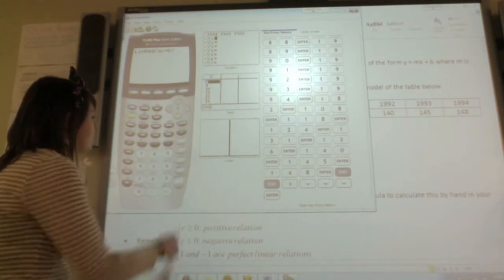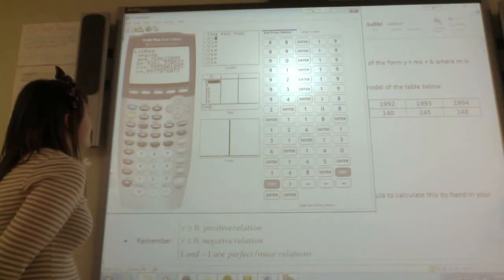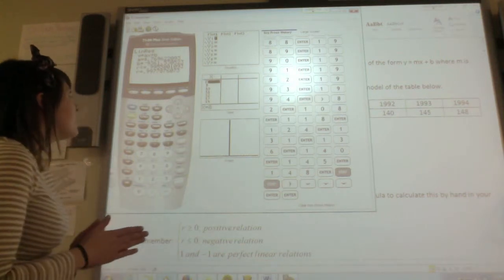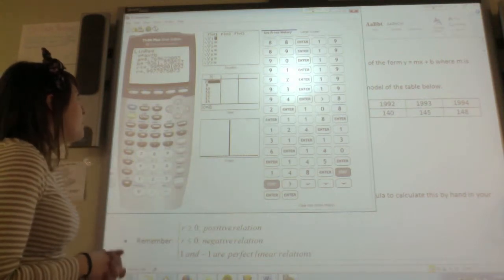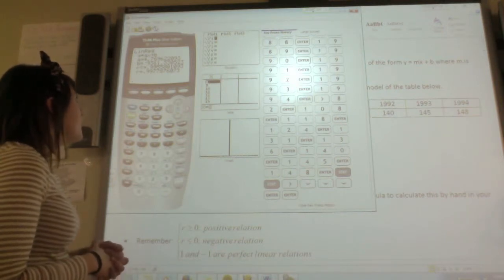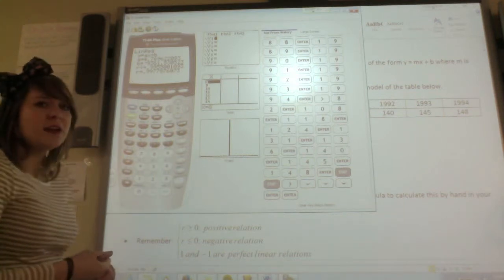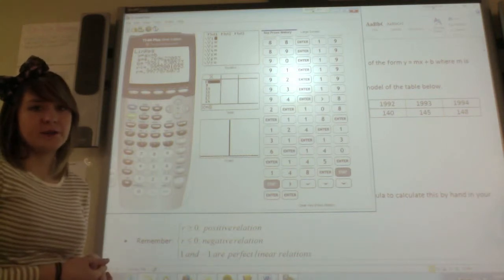Okay, your screen might be a little different. Basically you just need to enter through it. Okay, and then what it tells me is that if you have the equation y equals ax plus b, your a value would be 4.769, your b value would be negative 9,361.5, and then it gives me an r squared or an r value.